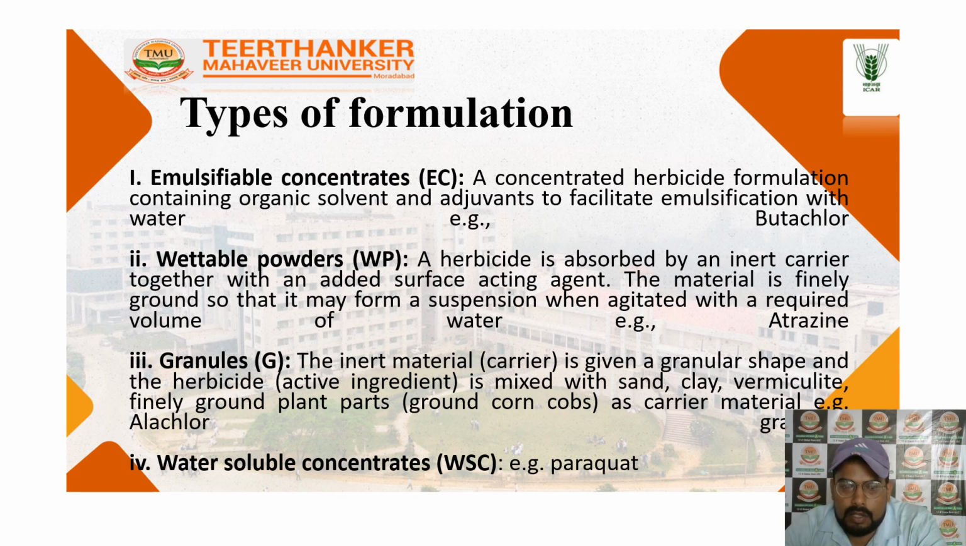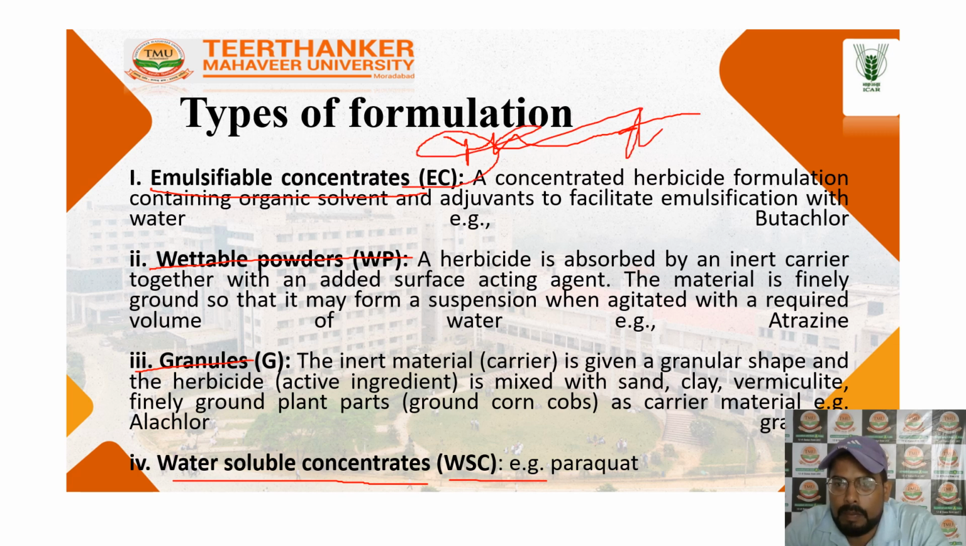The next one is the types of formulations. On this slide, the types of formulation are emulsifiable concentrates, EC, wettable powders, WP, granules, G, and water soluble concentrates, WSC. These short forms are always used when purchasing herbicide products, like 1 kg. These concentrates are put in bags.